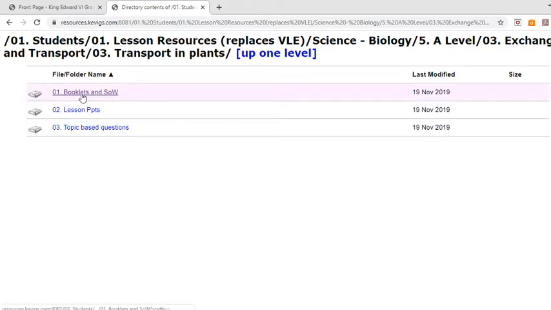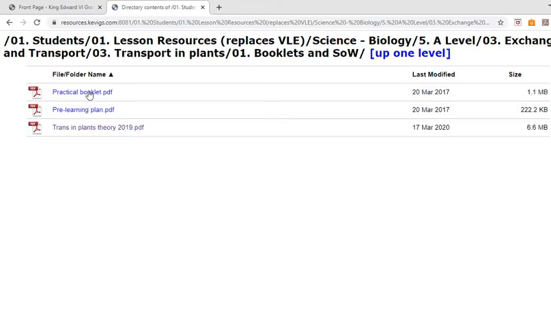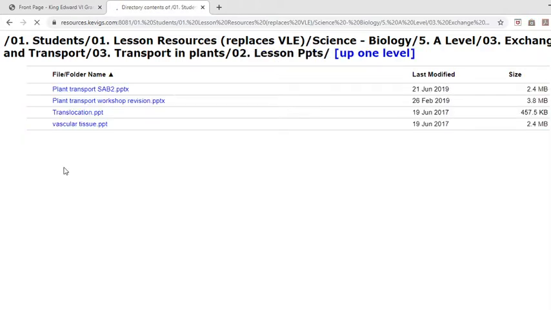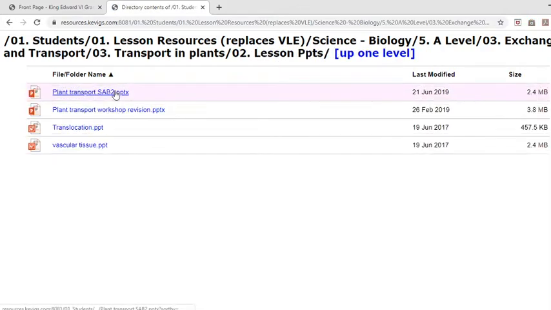So even if you're sat there and you don't have a transport in plants booklet because you weren't in the last week when I hope Miss Hall gave them out to everybody, she says she has, it's this booklet here, Trans in Plants Theory 2019. That's the one you need to get all the tasks to go with the independent PowerPoint. The independent PowerPoint which you guys need to be working through is this first one, the one that says SAB.